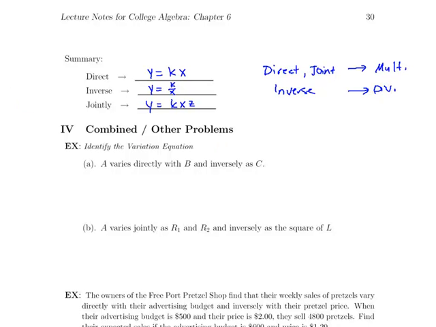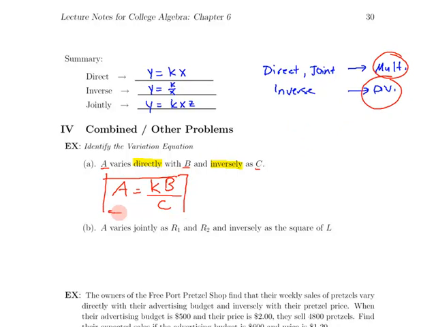So let's look at this example right here. We have the statement that A varies directly with B and inversely with C. There's always just one K, so I always start this the same way. A equals K. And if it's directly with B, then directly means multiply, so K times B. But inversely means C, so that's division. So I'll divide this all by C. There is your variation equation when that is your statement of variation.